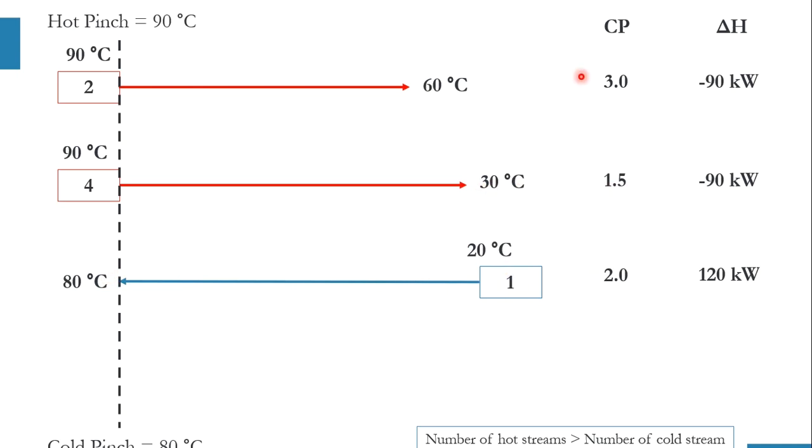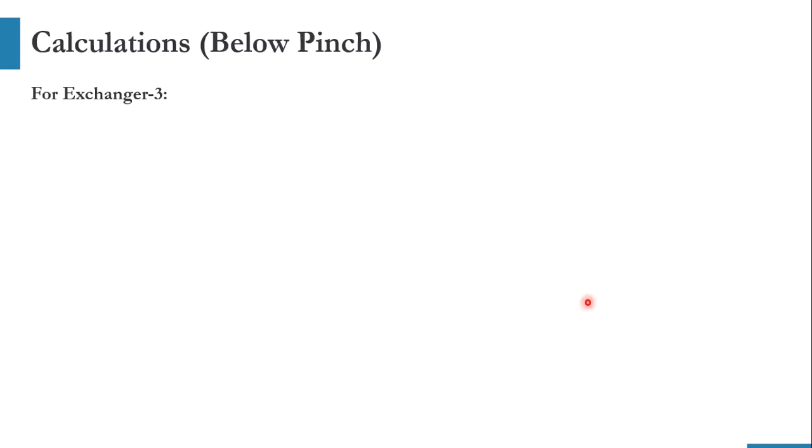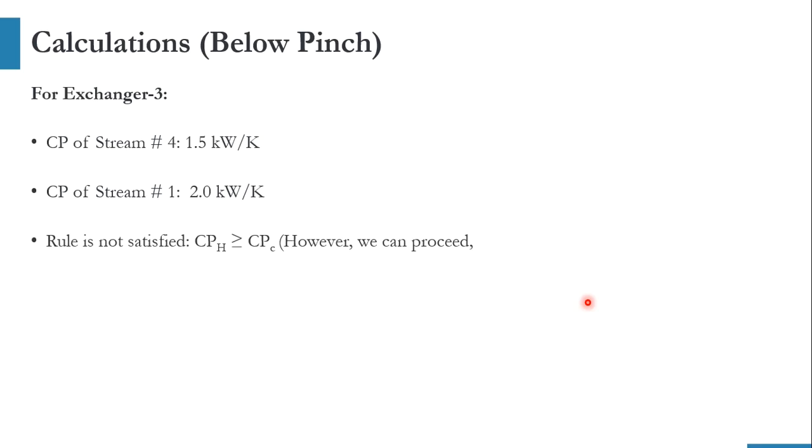Now we can see that this number 2 stream can be easily matched with number 1 stream because the Cp of H is higher than Cp of C. However, there is a problem with stream number 4, that we need to do splitting of this cold stream if we need to proceed. However, there is some flexible margin over here where we can proceed without splitting. So what we need to do for exchanger number 3, Cp of stream number 4 is 1.5 kilowatt per Kelvin. Cp of stream number 1 is 2 kilowatt per Kelvin. The rule is not satisfied. However, we can proceed. How we can proceed?